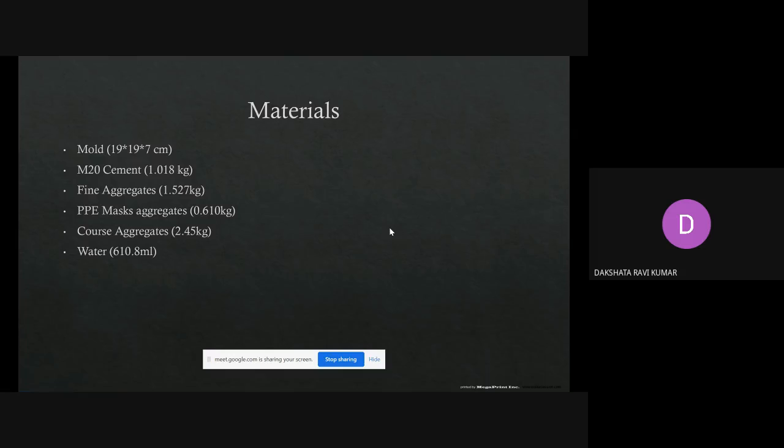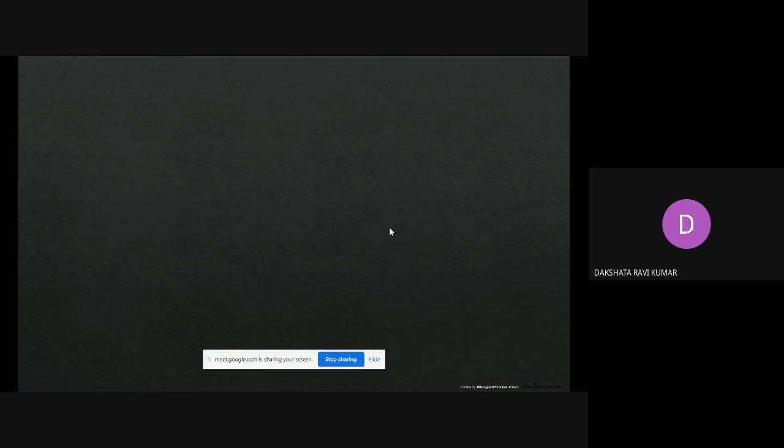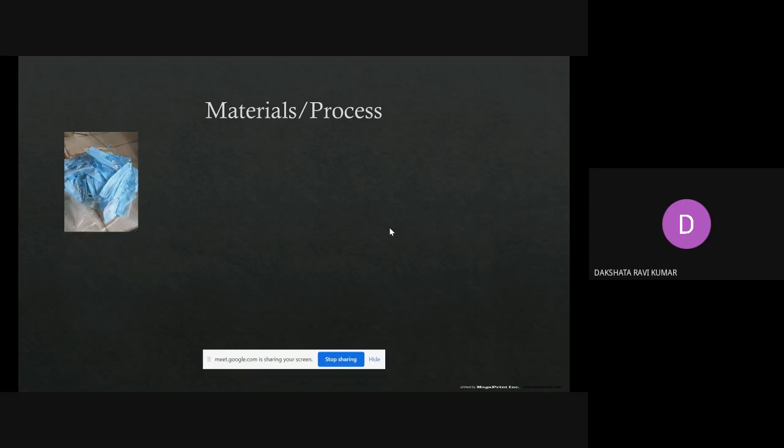And then coarse aggregates and water, 610 ml approximately. These are just a few pictures of the process. So we collected the mass and then we let it settle for the saturation time, which is 72 hours. And then we shredded them and desanitized them.